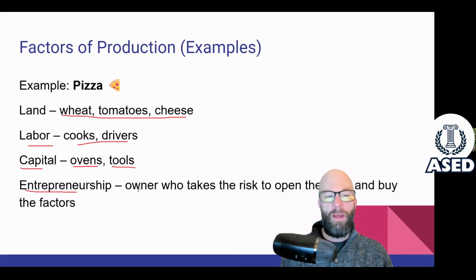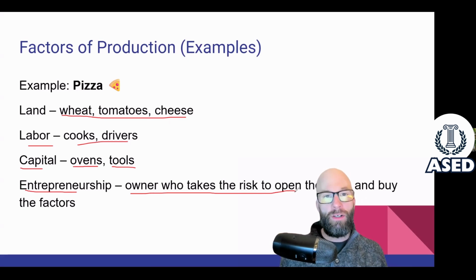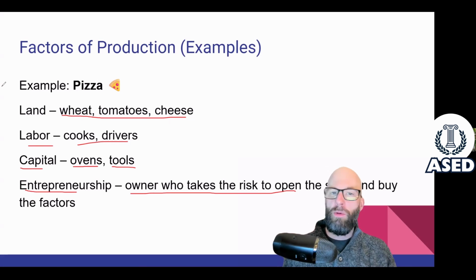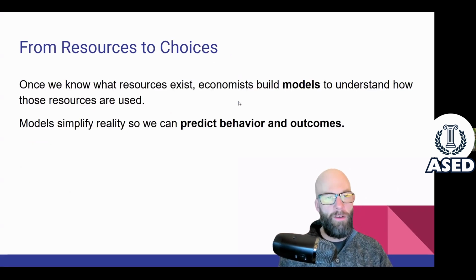And the entrepreneurship factor is the owner who takes the risk to open the shop and buy the factors and hopefully sell the pizza, because they may not sell the pizza, but they still have to pay the cooks. They still have to pay for the tomatoes and all that good stuff. So the entrepreneur takes the risk and puts the idea together, and thus they are the fourth factor of production.